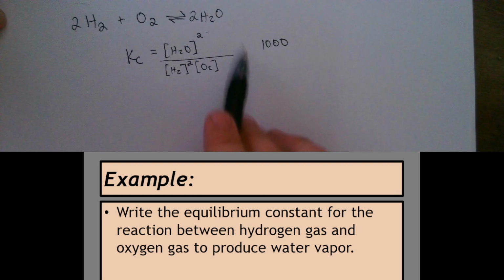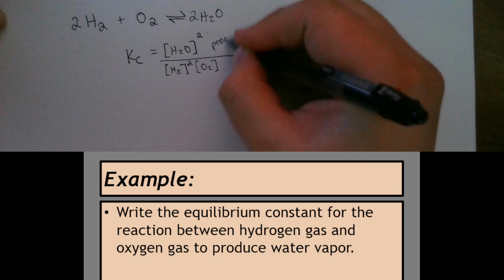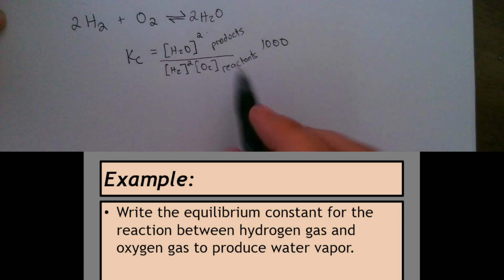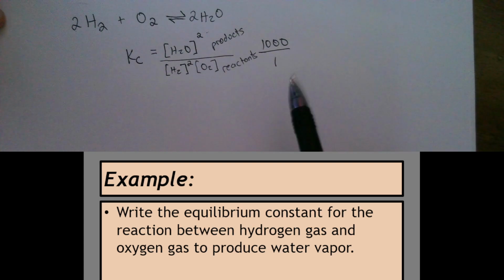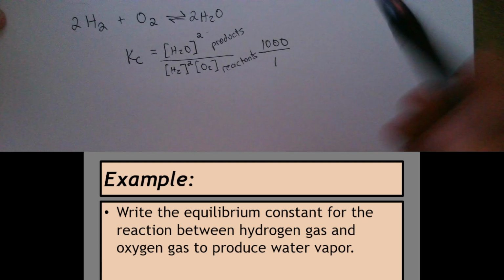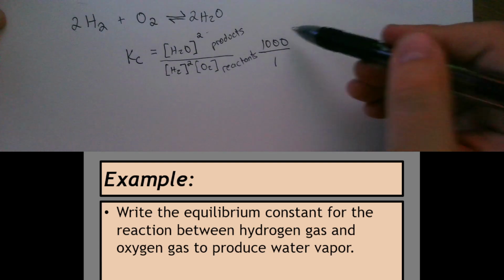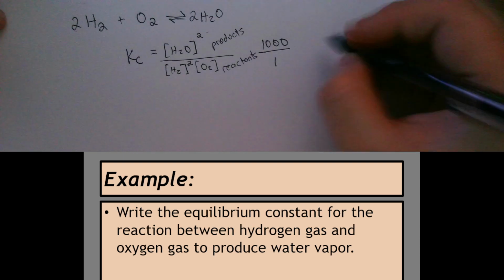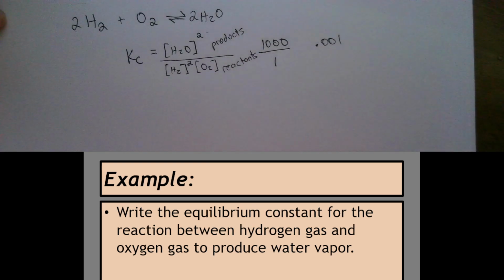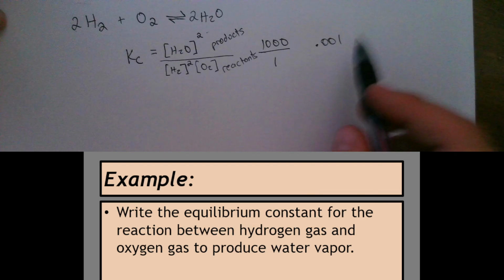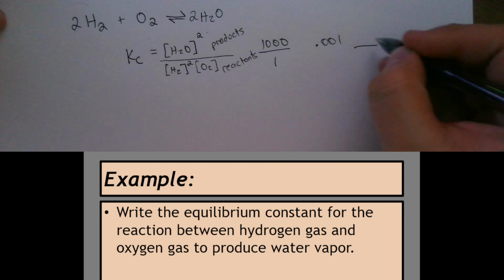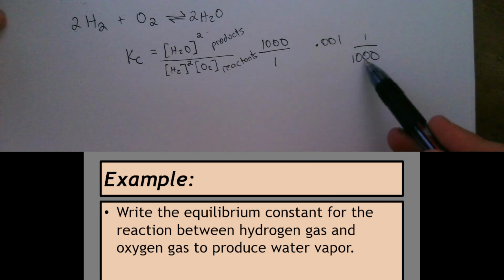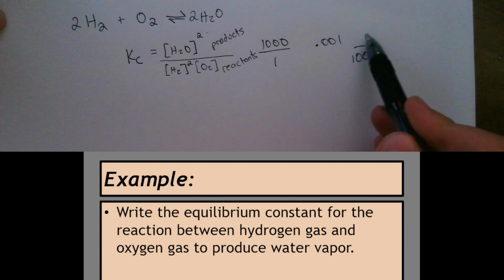It comes from this fraction, where you have products on top, reactants on the bottom. Another way to write 1,000 is just 1,000 over 1. If K is equal to 1,000, that kind of means you have 1,000 times more products than you do reactants. Opposite, if it's really small, like 0.001 or something like that, that's 1,000th. That's also the same as doing 1 divided by 1,000. In that case, you would have 1,000 times more reactants than you do products.